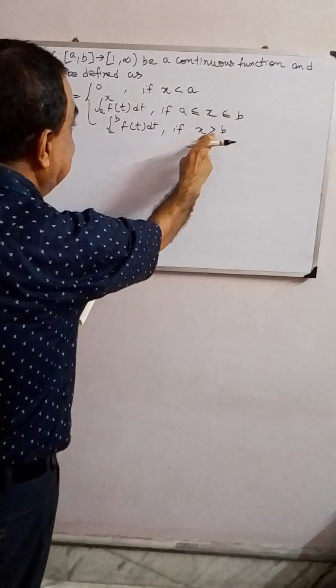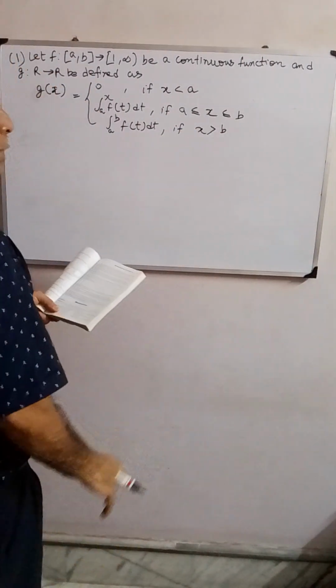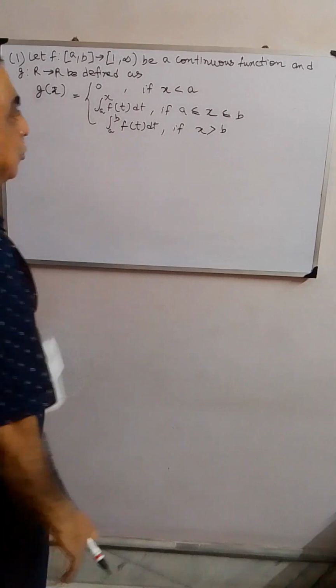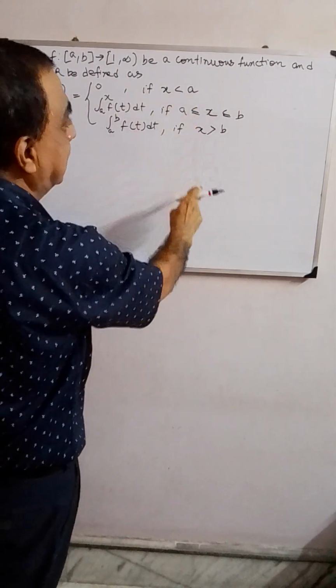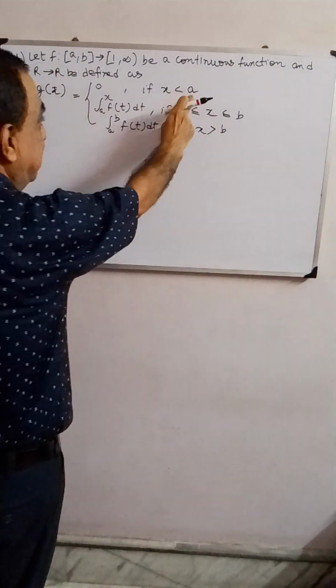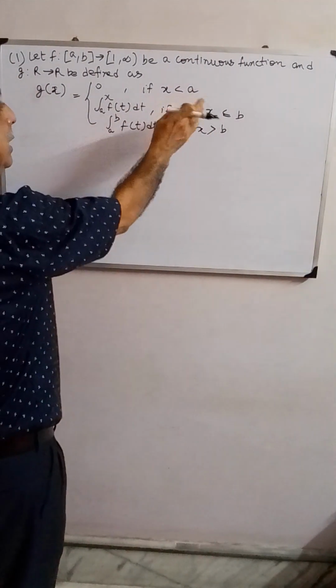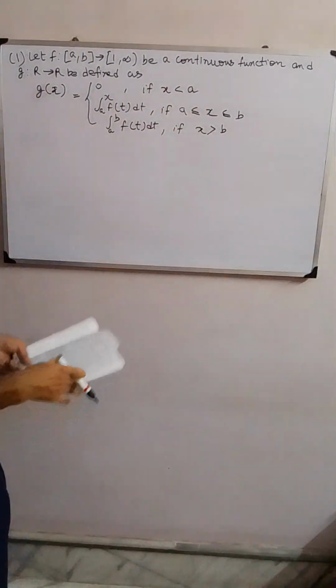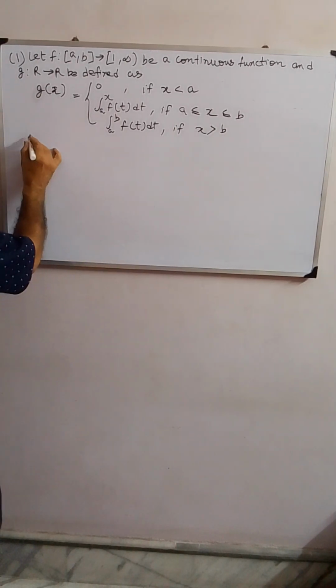differentiable either at x equals a or b but not for both. It is either continuous at x equals a or x equals b. Differentiable at x equals a and or x equals b, but it is continuous for both. Okay, now let us check these options one by one.